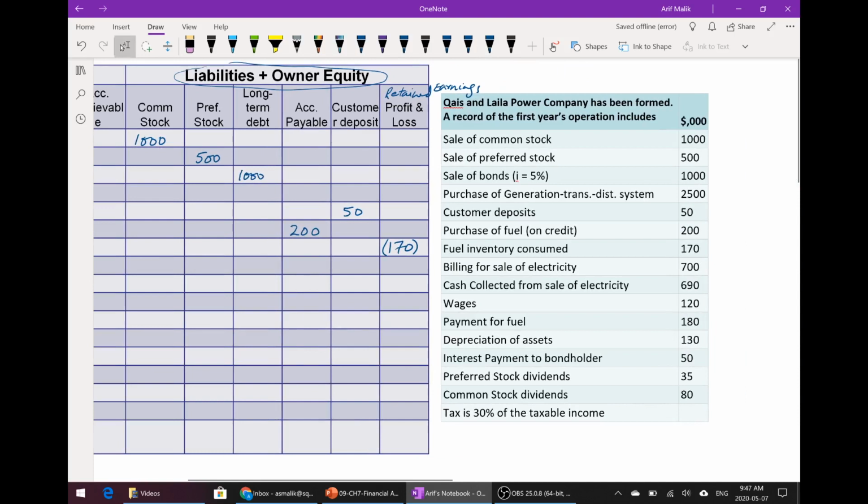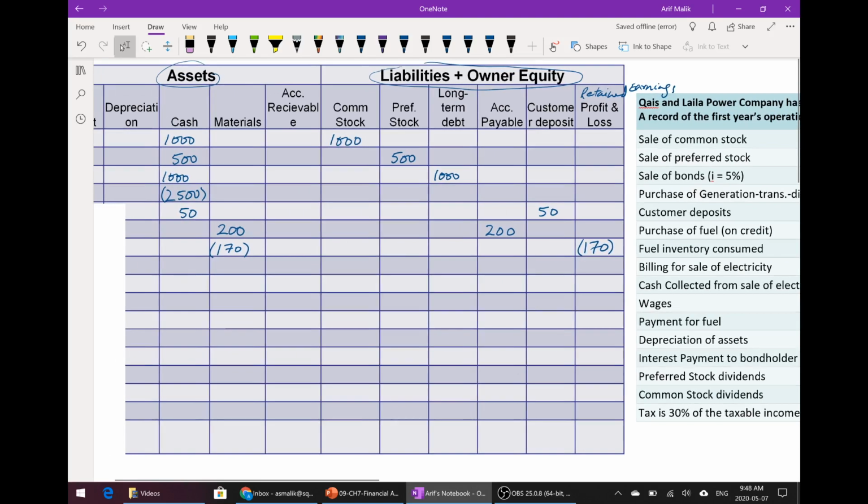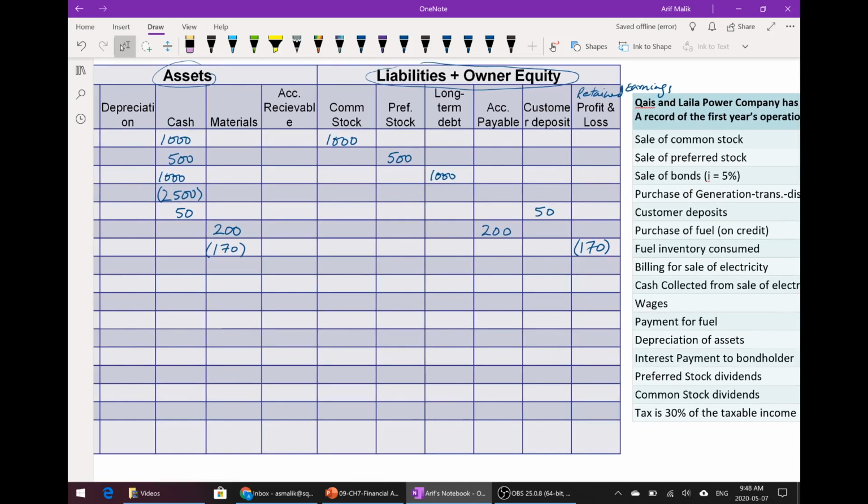Then we have the billing for sale of electricity, which is 700. Billing for sale of electricity. Now at the moment we didn't get the cash, we sent the bill. This means it is account receivable. Account receivable is there, and we put over here, this is account receivable.